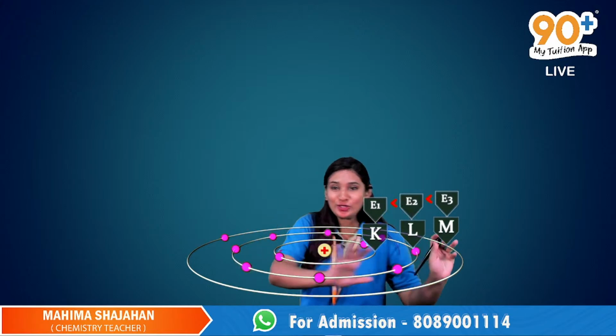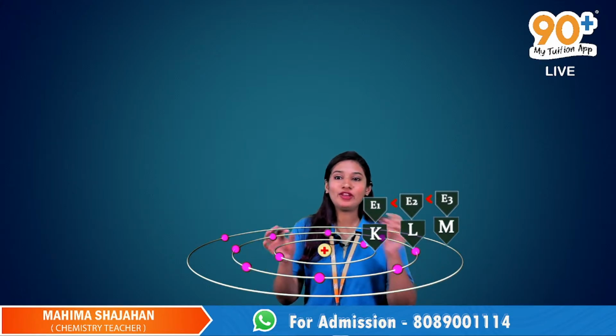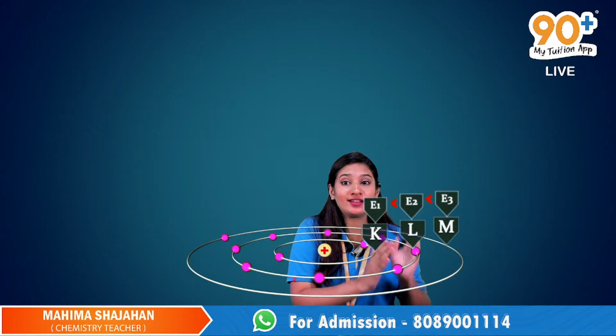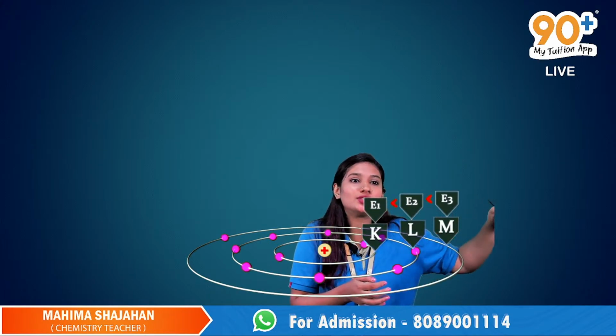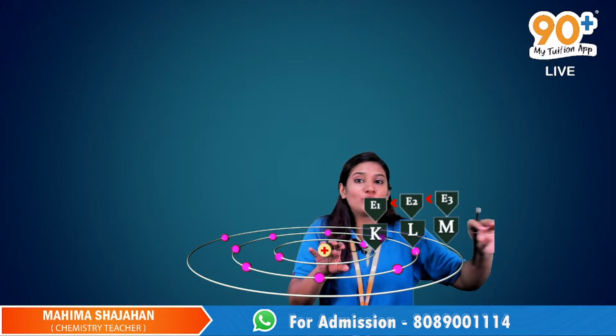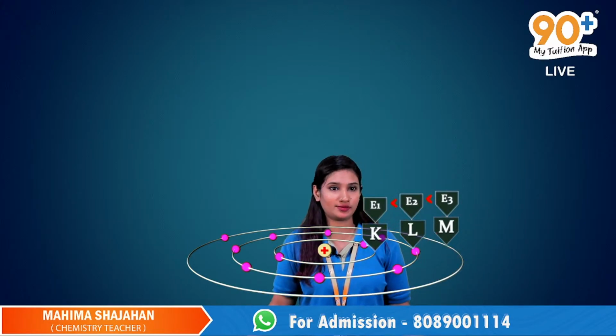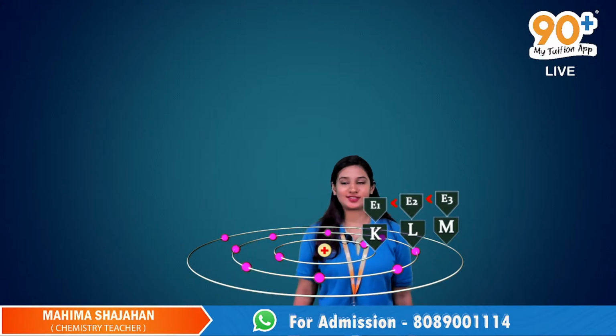We already said that these shells have certain fixed energies, so these are also known as energy levels. When we move away from the nucleus, the energy will increase. That is, K will have the minimum energy, and when you move to the L shell, its energy will increase. When you go to the third shell, the M shell, the energy increases further, and it continues. When you move away from the nucleus, energy will increase. Is it clear?